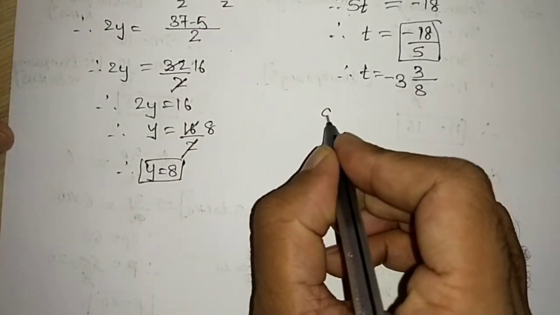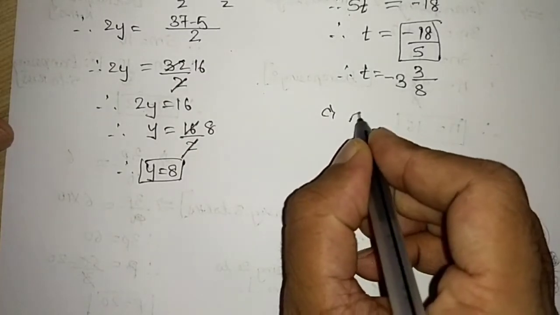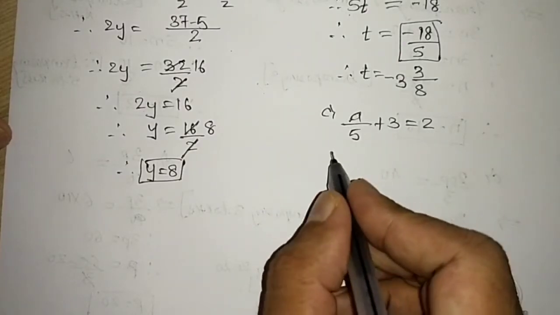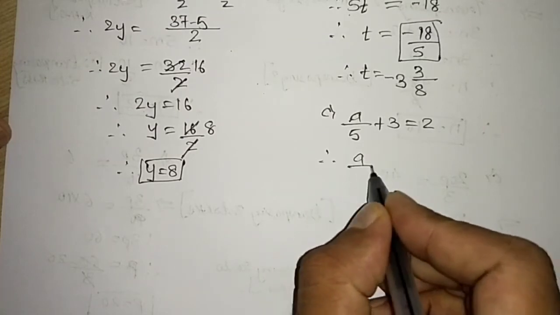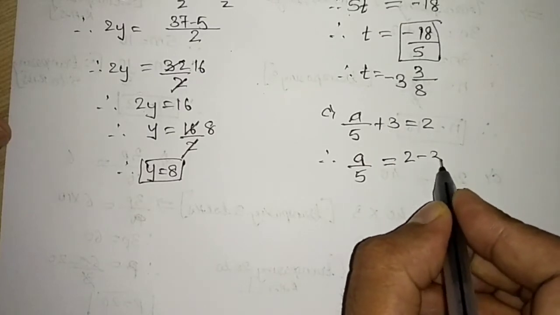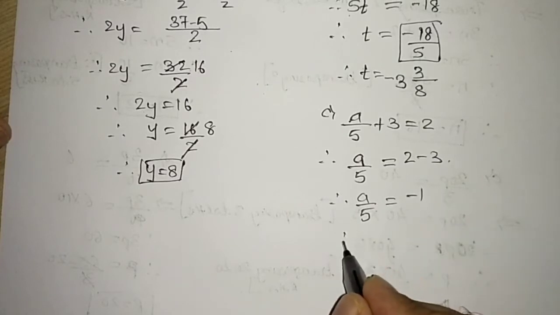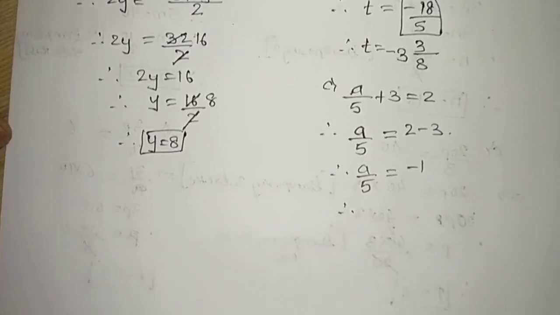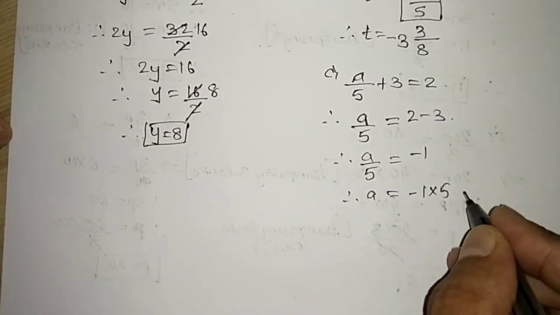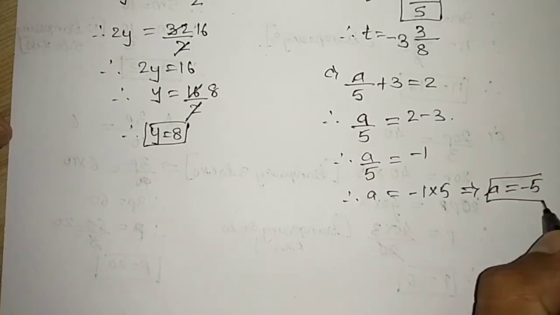Now moving to part C. Part C is a divided by 5 plus 3 is equal to 2. First of all, we will keep the variable part as it is, a divided by 5. Plus 3 will transpose, it will become minus 3. So a divided by 5 will be minus 1. Now transposing division part, 5 which is in division, it will go that side and multiply. So we will get minus 1 into 5, which is equal to, a is equal to minus 5.